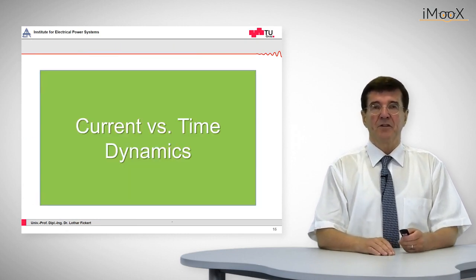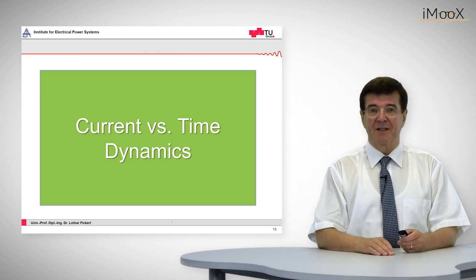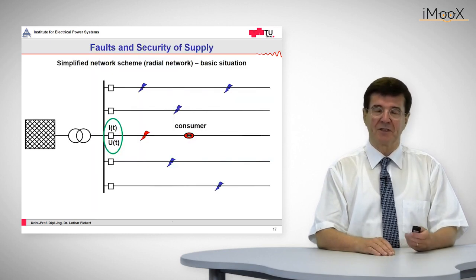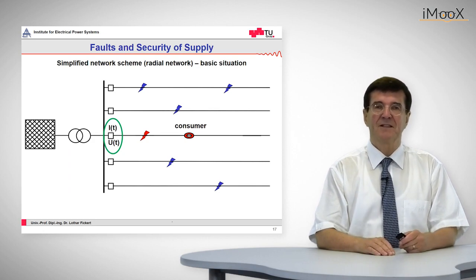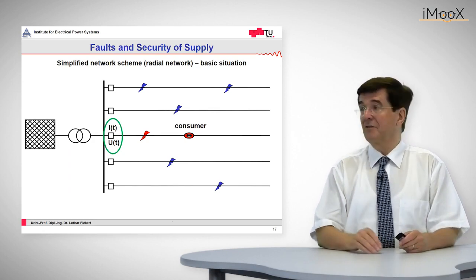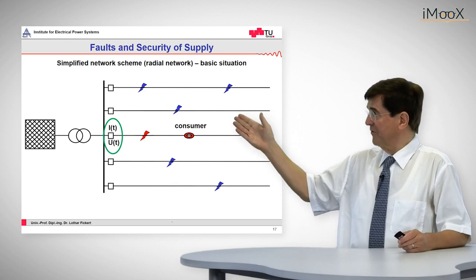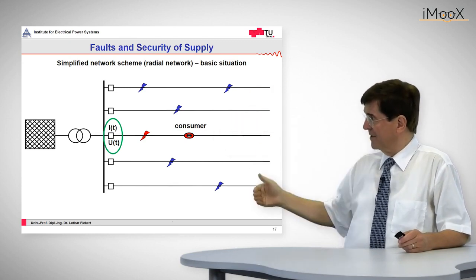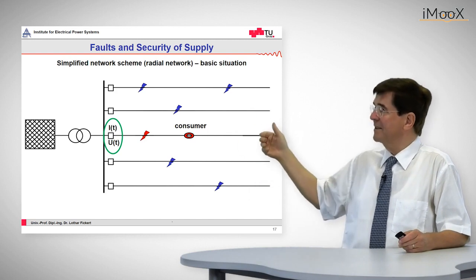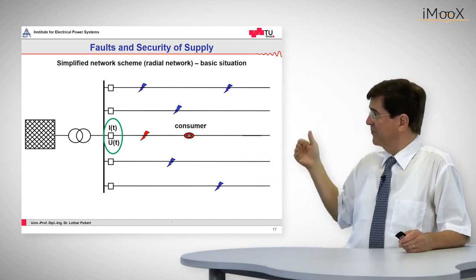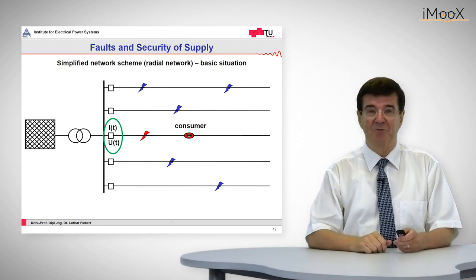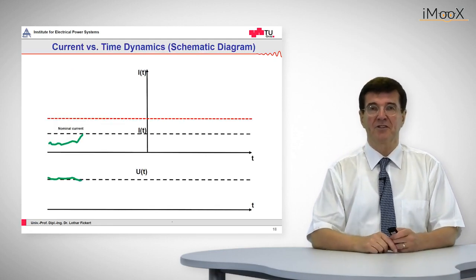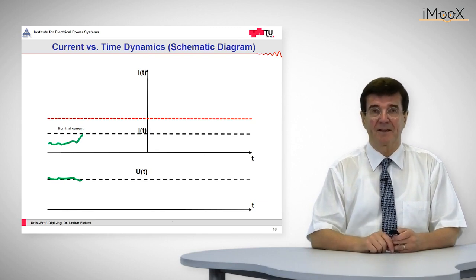So, first we look at the current versus time dynamics. Let's start with our standard grid which was already introduced. This is a radial grid. We have in this radial grid, from left to right, a grid, a transformer, a busbar, a metering device given in green, and we have the line with the consumer where this fault will occur. Now let's see in terms of voltages and current what happens at this moment.